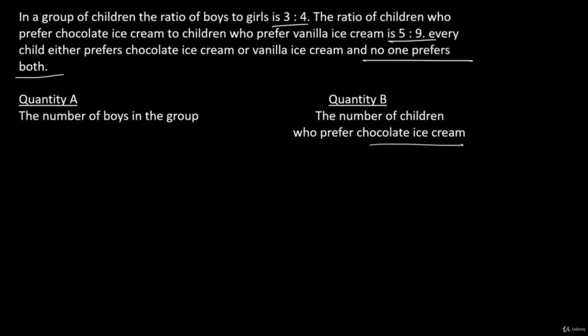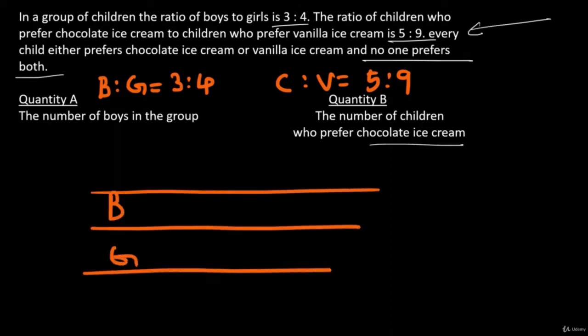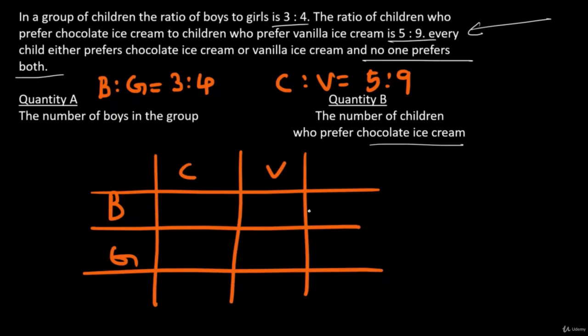Alright, we are back. I hope you have given it a try. Let's do it together. Now what is the information given in the question stem? It's given that boys is to girls is 3:4 and chocolate ice cream preferring children to vanilla ice cream preferring children is 5:9. In this type of questions where you have two parameters, it's always very good to visualize the information given in the question stem in this manner. So over here I have boys, right?